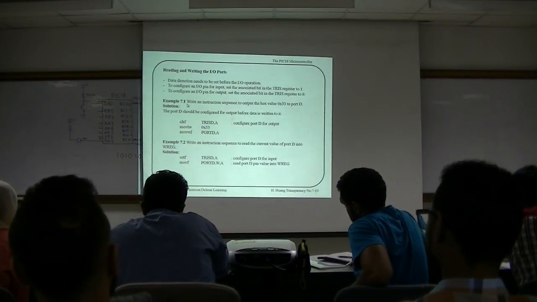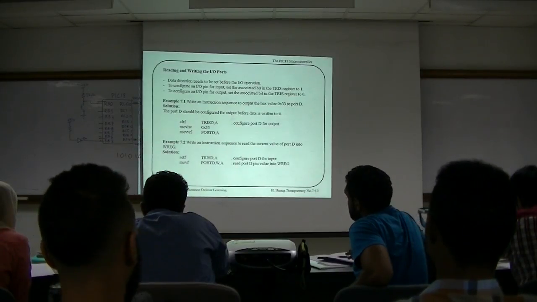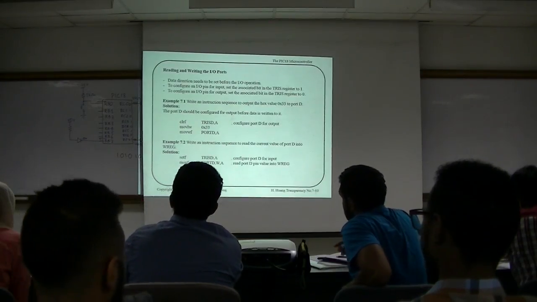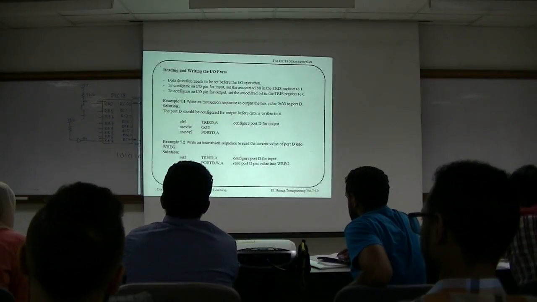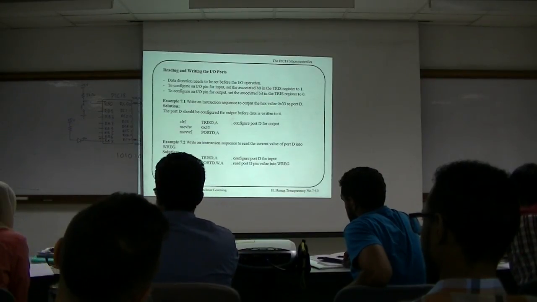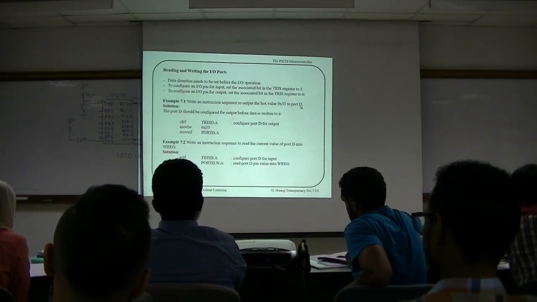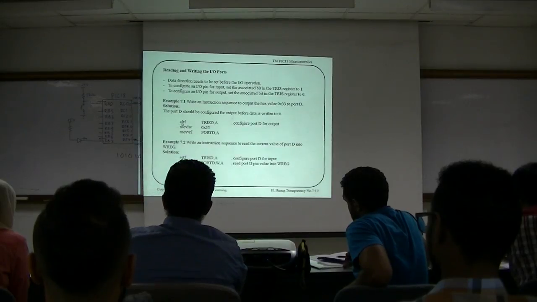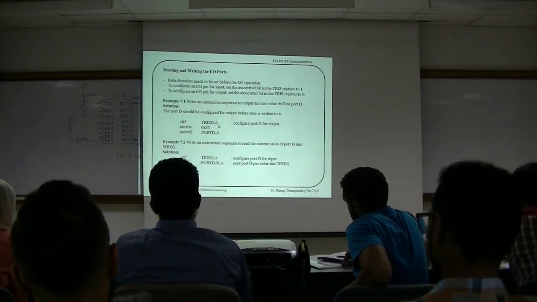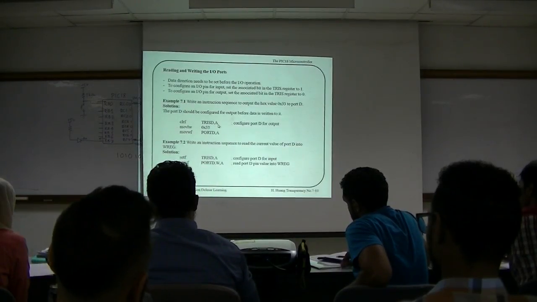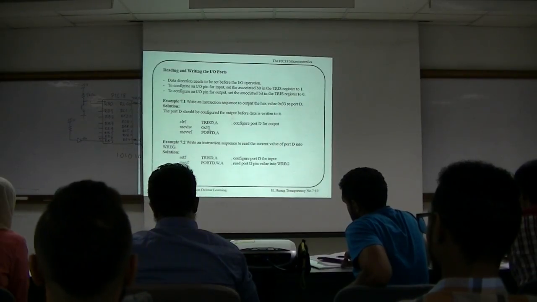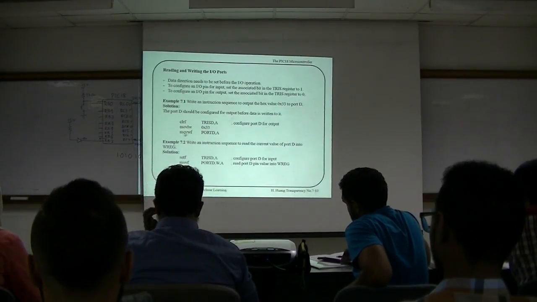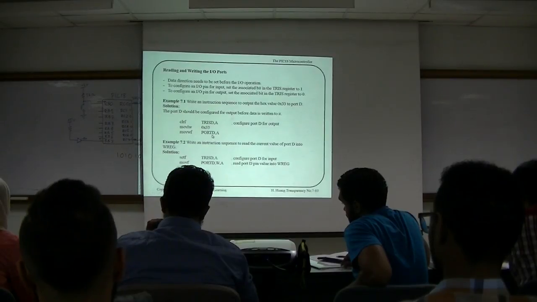Write an instruction sequence to output the hex value 0x33 to port D. As I mentioned earlier, you treat these ports as a normal register. So if you want to output the hex value to port D, is port D input or output? Output. So first you clear TRIS D to make port D output, and then you move literally 0x33 into the working register, and you move the working register content to port D. It's as simple as that.